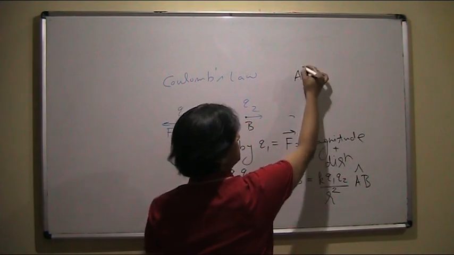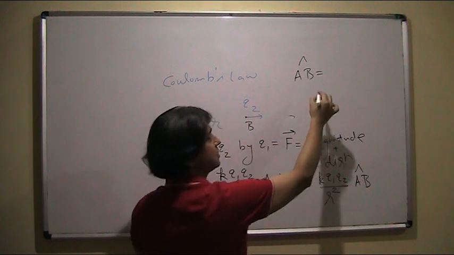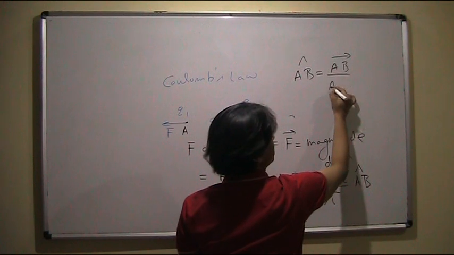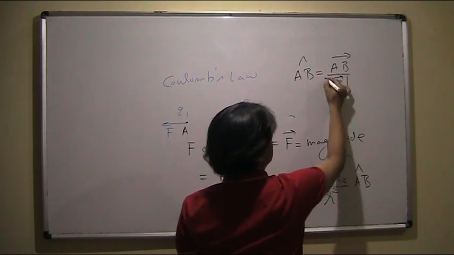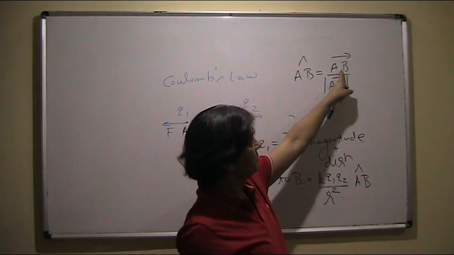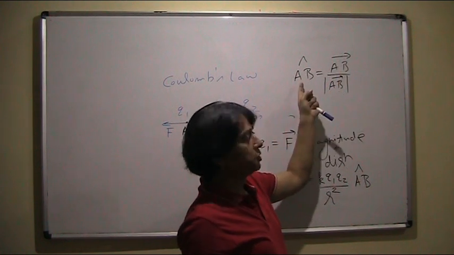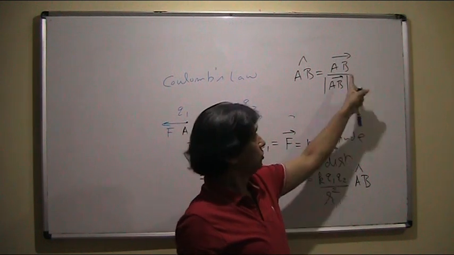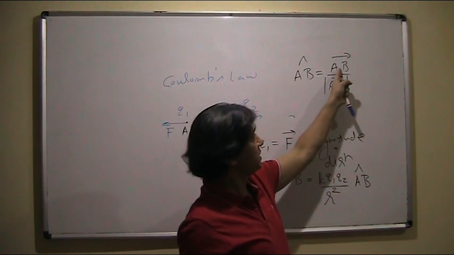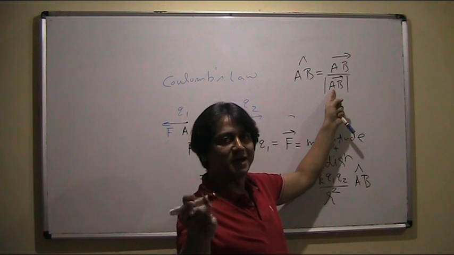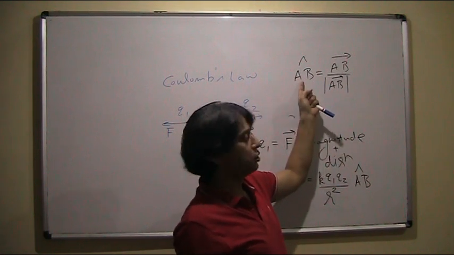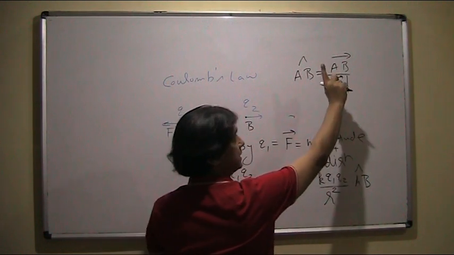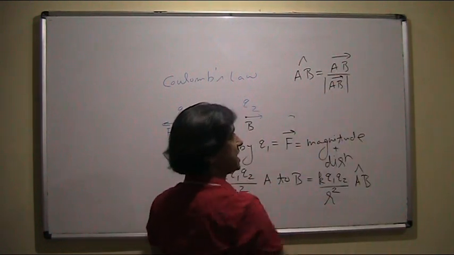Any unit vector can be obtained by dividing a vector with its own magnitude. If you divide vector AB with its own magnitude, you get the unit vector. Suppose the vector has magnitude of 5. What you are doing is dividing 5 by 5. 5 upon 5 becomes 1, and the magnitude of a unit vector is 1 only. And therefore AB cap can be given by AB vector upon AB.